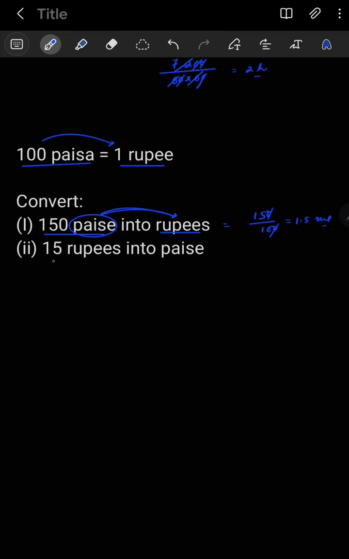Okay, then 15 rupees you have to convert into how much? Into paisa. So rupees is a big unit, paisa is a small unit, it means you have to multiply. So 15, then you have to multiply with 100. So it is equal to 1500. Okay, like that you have to simplify.